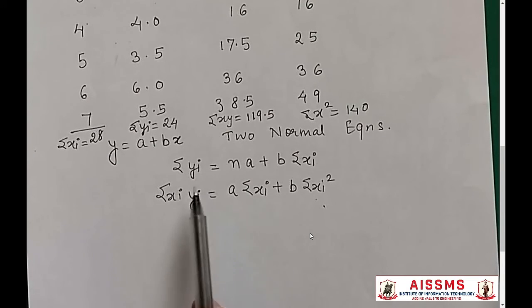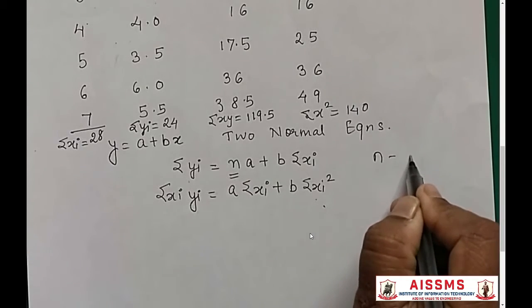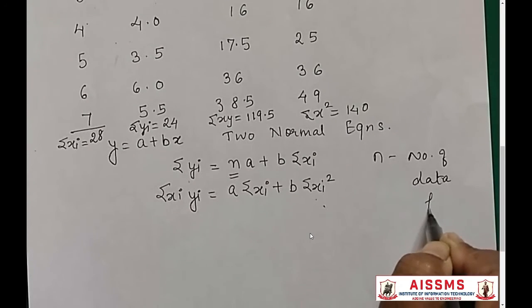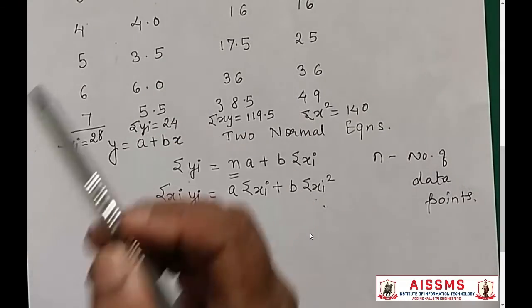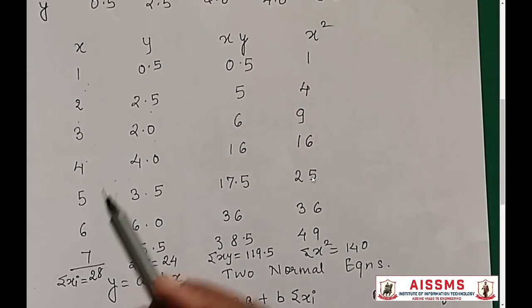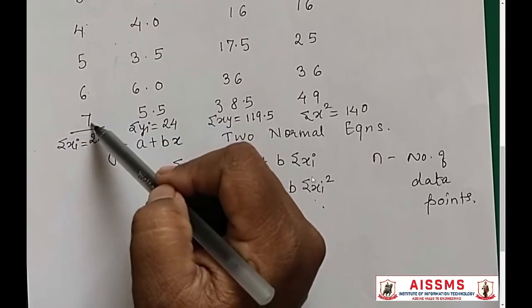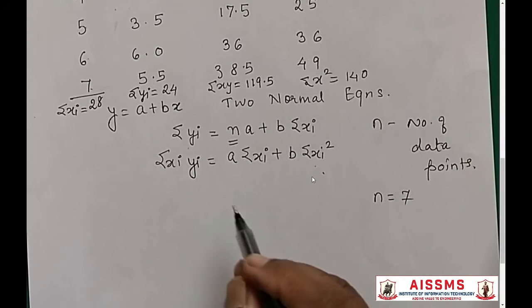To form the normal equations, you have to write summation yi is equal to na, where n over here stands for the number of data points. So how many data points do we have? We have 1, 2, 3, 4, 5, 6 and 7. So n in our case is 7.